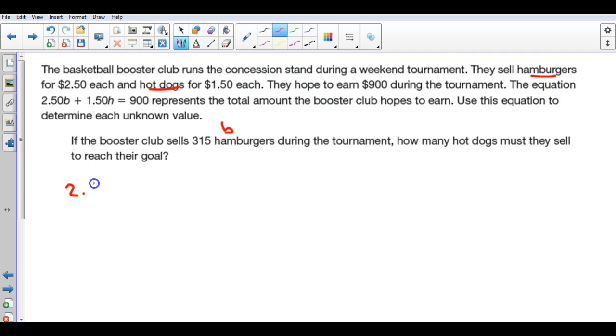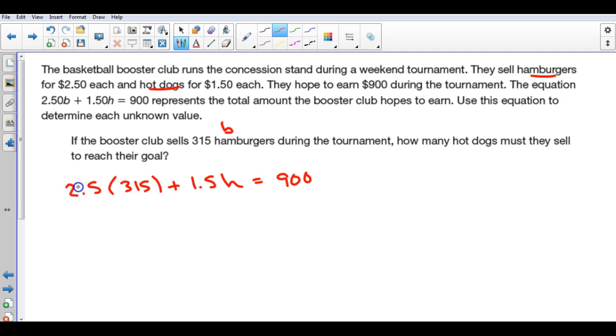So what I'm going to do is substitute that in for the letter B. I'm going to put 350 and then 1.5. Now I cannot do anything for H. But notice my equation now only has one variable. So what we want to do is solve for that variable.